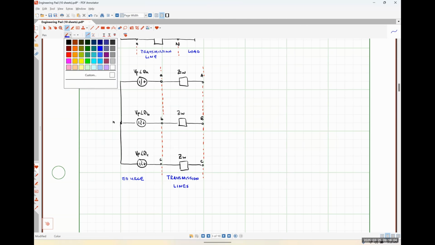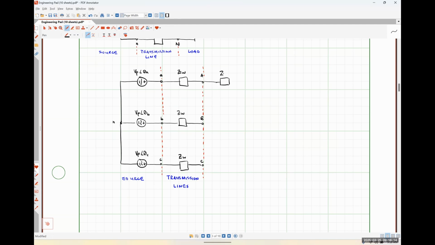And then lastly, over here on the right, I'm once again going to have a load. And this is going to be a 3-phase load. So I'm going to call this ZLA. ZLB. And lastly, ZLC like so. And I'm going to tie all of these guys together at this side with a capital N terminal for the neutral on my load side.